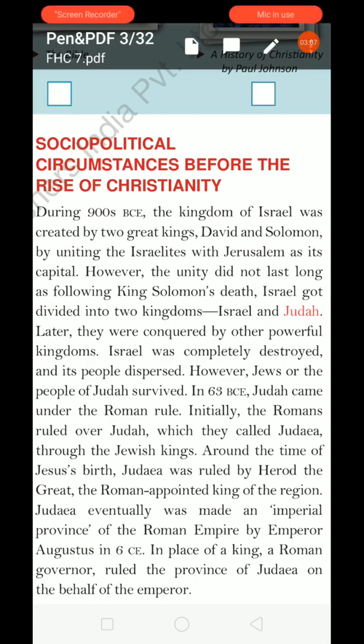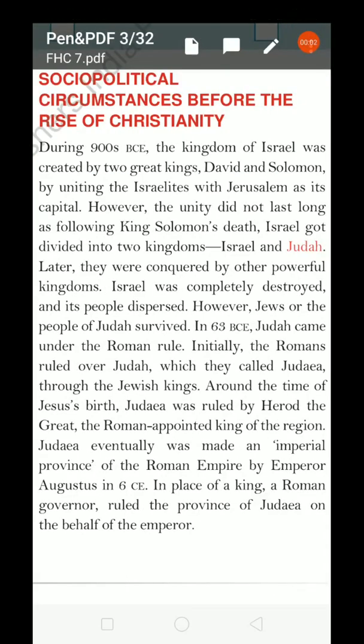Later, they were conquered by other powerful kingdoms. Conquer means controlled by other kings. Israel was completely destroyed and its people dispersed. Israel was destroyed, and the people there were separated. Means there started to be a lot of disagreement among them. However, Jews, or the people of Judah, survived.